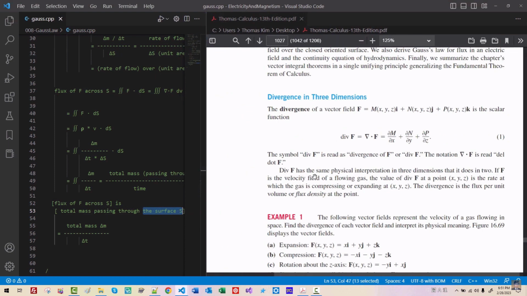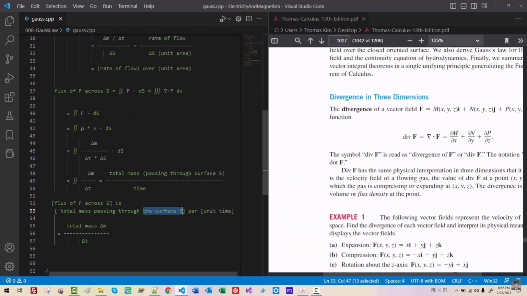Divergence F has the same physical interpretation in 3 dimensions that it does in 2 dimensions. If F is the velocity field of a flowing gas, the value of divergence F at point xyz is the rate at which the gas is compressing or expanding at xyz. The divergence is the flux per unit volume or flux density at the point.